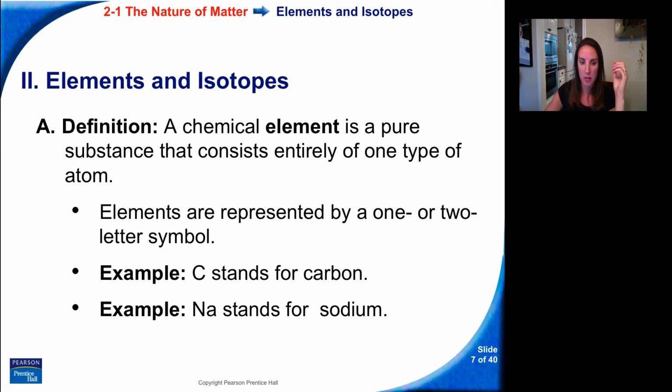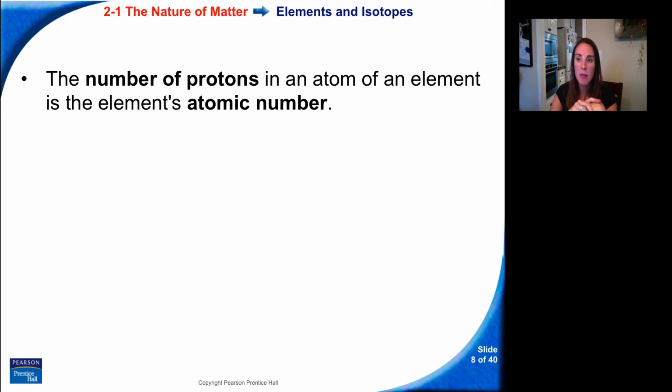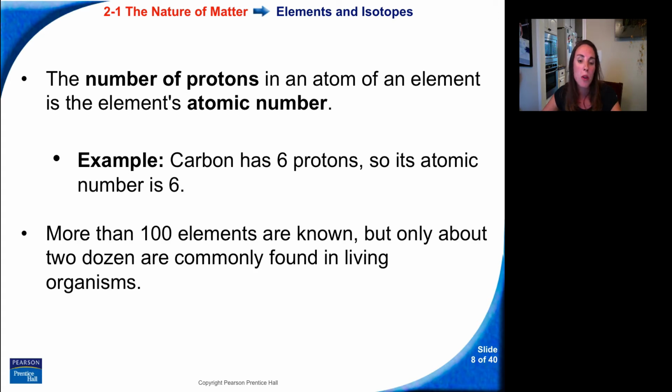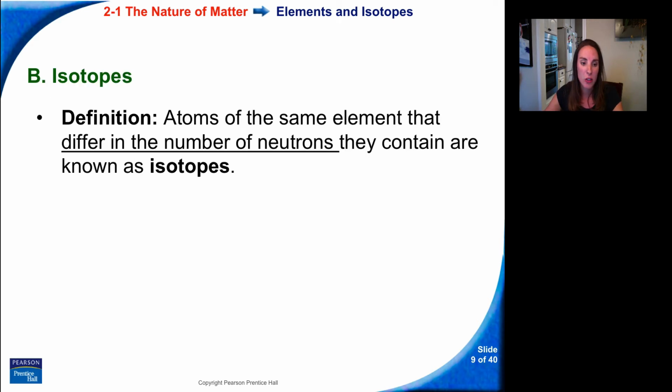It's considered an element. So the number of protons in an atom of an element is the element's atomic number. So however many protons there are, that's its atomic number. So you can see the atomic number on a periodic table, and the second you see that atomic number, such as helium is 2, hydrogen is 1, that also gives you the idea of the number of protons. So carbon has 6 protons, so its atomic number is 6. More than 100 elements are known, but only about 24 are commonly found in living organisms. We're going to talk about the most common elements in living things in another section.